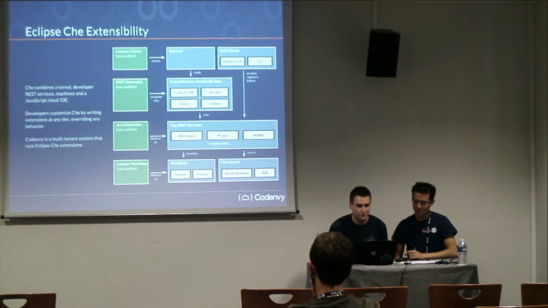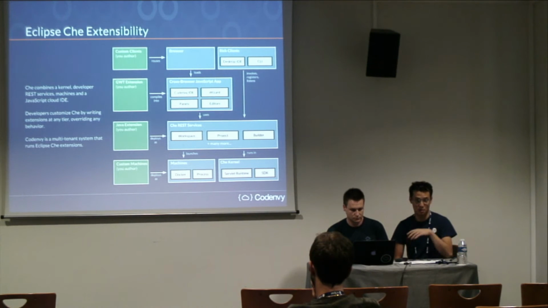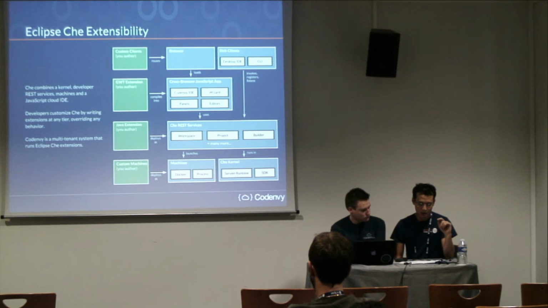Eclipse Che comes as a Tomcat server that you can download and install locally on your machine, and you can run it. You will access the application through a web browser. It's the same one that is hosted on CodeNV, but locally, if you would like to write new extensions, for instance, or just use it for writing Java programs or any languages.